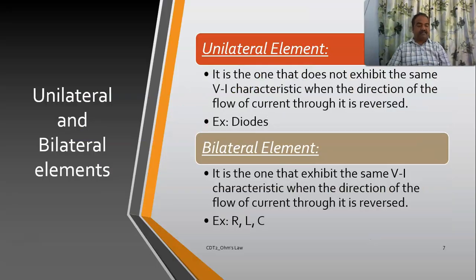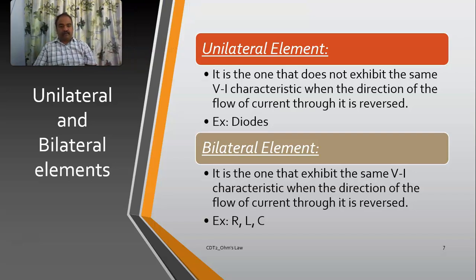The next classification is unilateral and bilateral elements. Let us suppose I am drawing I and V. Now let us suppose if V is increased, then I is also increasing. If V is applied in a negative fashion, then I also must be in the reverse direction, which means the slope will be in the negative direction. Or there may be cases for some elements where if I increase V, I also increases, but if I decrease V, the current will remain 0. So this is my characteristic.